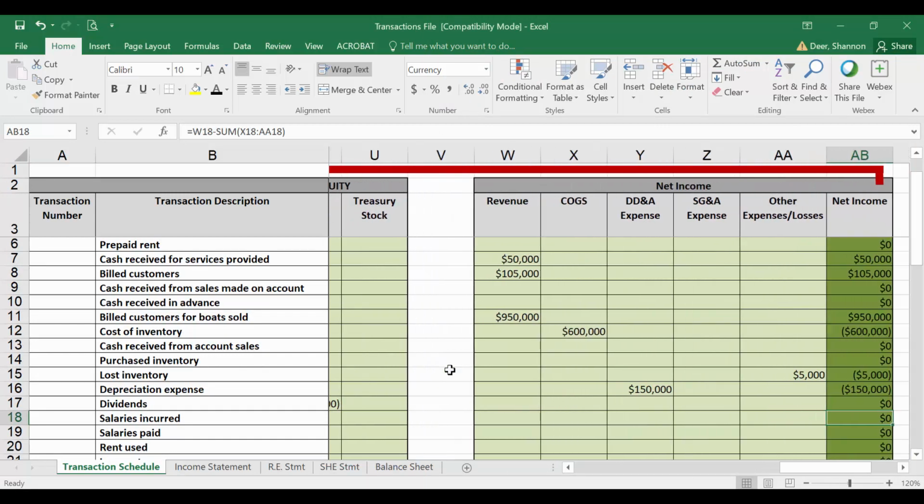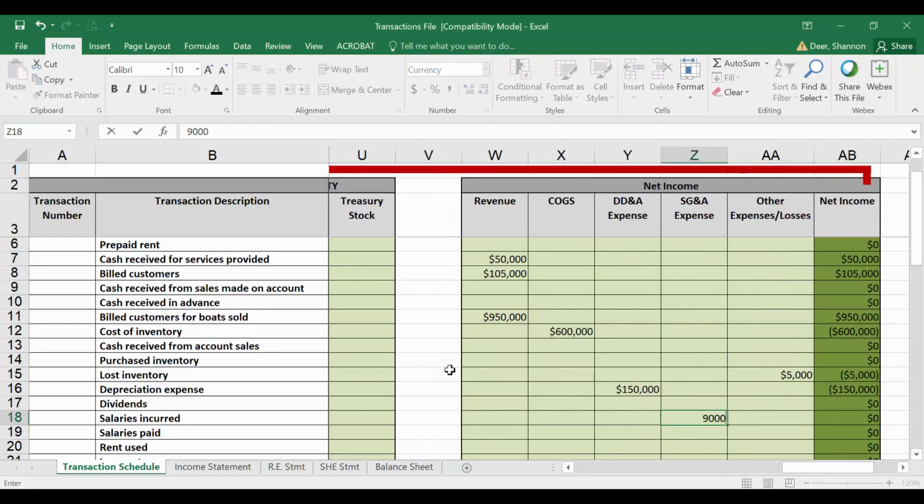So salaries expense over here is going to go into SG&A for $90,000. SG&A just stands for selling, general, and administrative expenses. That's where our salaries would go. Remember I said this could be called a lot of different things, like operating overhead or operating expenses. Here I happen to just call it SG&A.